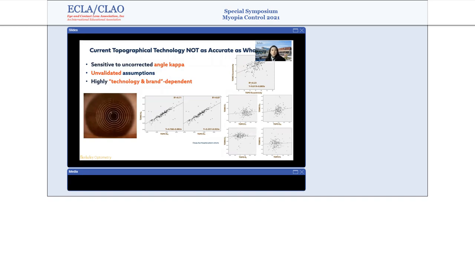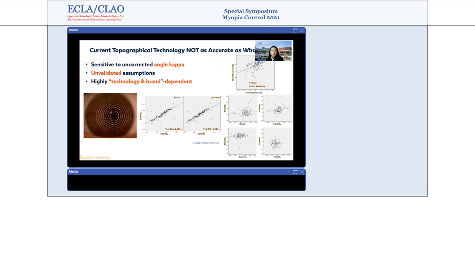And so here I'm showing you some data comparing the agreeability between the K readings, the corneal eccentricity, and the peripheral elevation information measured with a Placido-based topographer plotted on the x-axis and a tomographer on the y-axis. As you can see here, even for the K readings, they're not completely agreeable, but moving on to eccentricity and the elevation data, you can see the two types of instruments really have very poor agreeability.